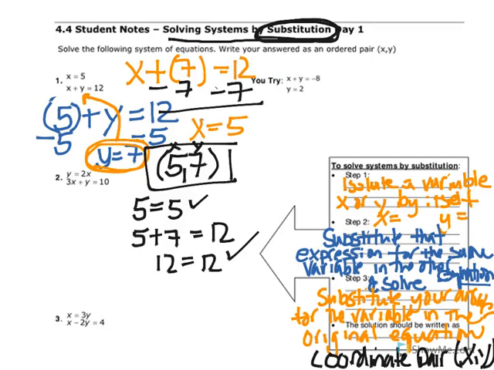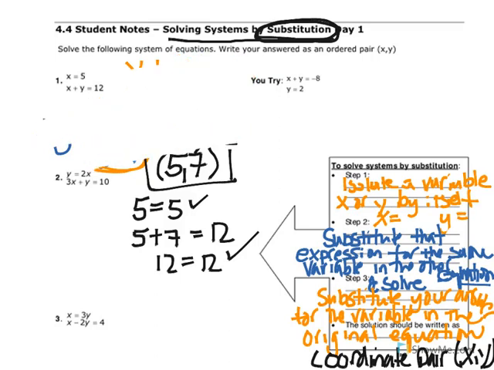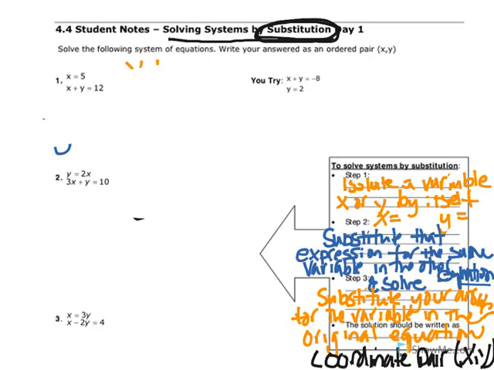Okay, now let's try the second one. Why don't you try that yourself? See if you can substitute. Think about what you're going to do. Remember, we always want something that says either x equals or y equals, and when we look at this equation, we see one of them is already solved for y. So substitute that and get your answer. See how you do.